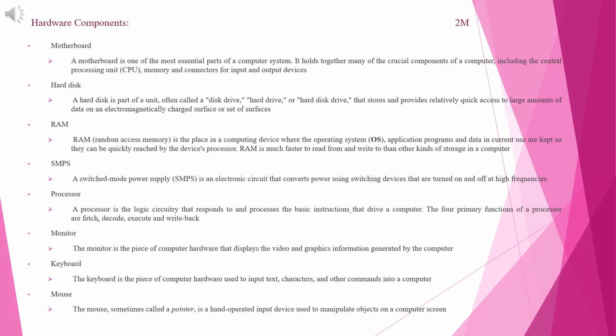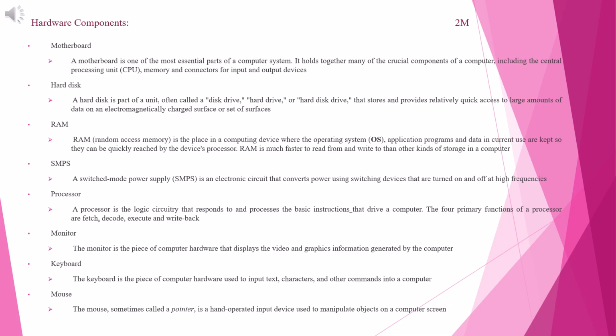RAM, or random access memory. This is a temporary storage area that holds the operating system, applications, and data currently in use. It allows for fast reading and writing, making the computer run efficiently. SMPS, or switch mode power supply, is an electronic circuit that converts power using high-frequency switching devices. It ensures the computer receives a stable supply.